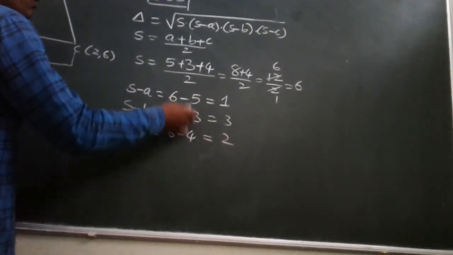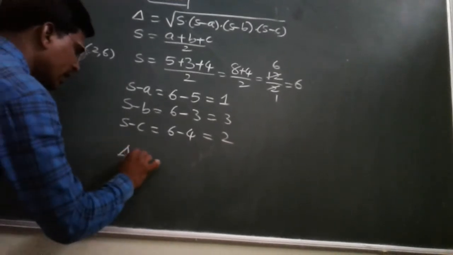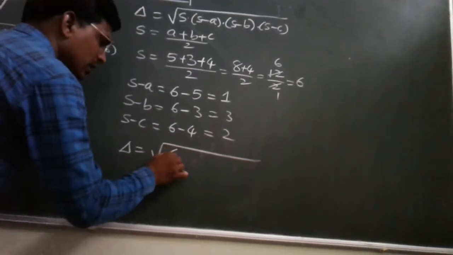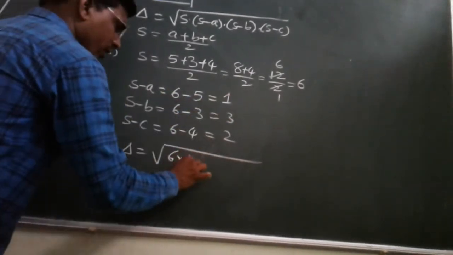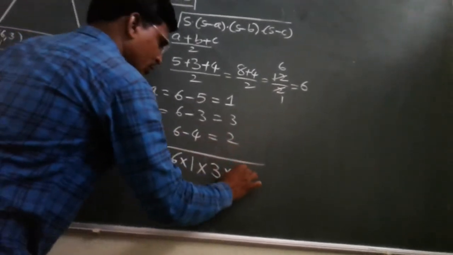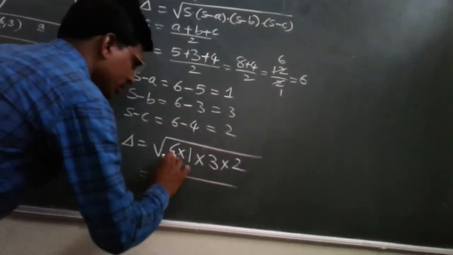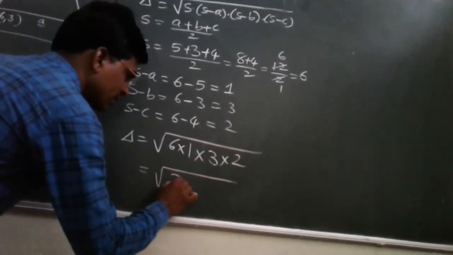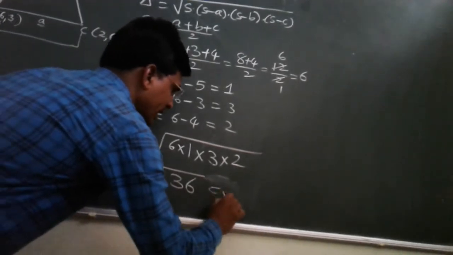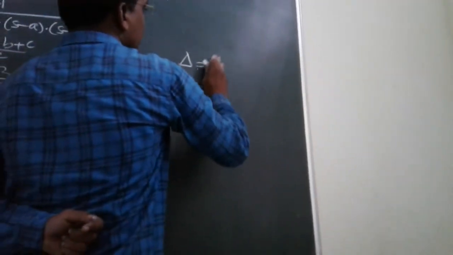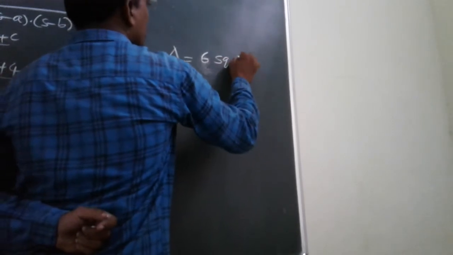Now substitute all these values in the given formula. So delta is equal to under root of s. S value is 6, into (s minus a) 1, into (s minus b) 3, into (s minus c) 2. So under root of 6 into 1 is 6, 6 threes are 18, 18 twos are 36. So 36 we can write as under root of 6 into 6. Then we can decide that area of triangle is equal to 6 square units.